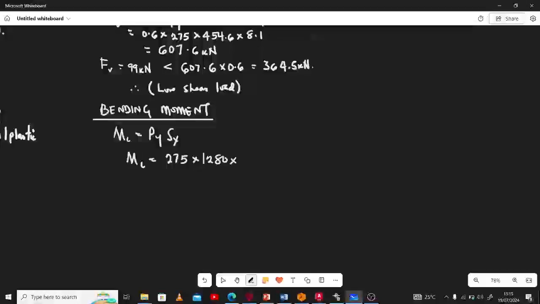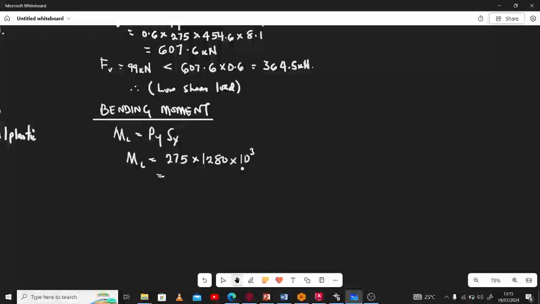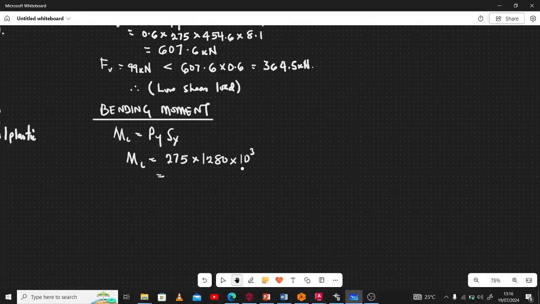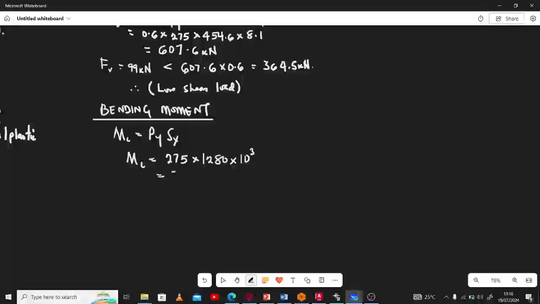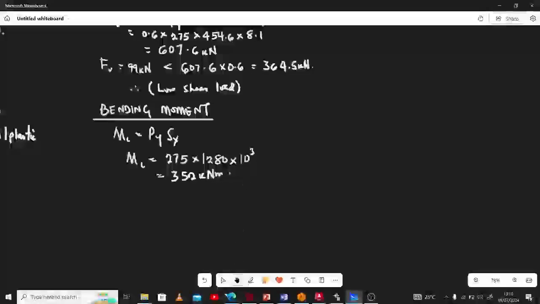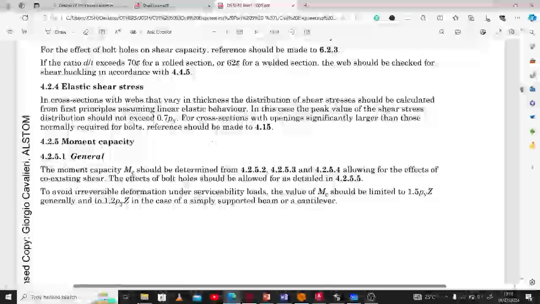1280 divided by 10 raised to 3. So we have 275 multiplied by 1280 multiplied by 10 raised to 3. So that's going to be 352 kilonewton meters from my calculator. And now the code recommends that the moment capacity should be less than, this is it.